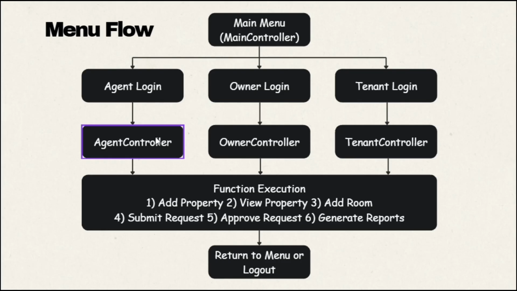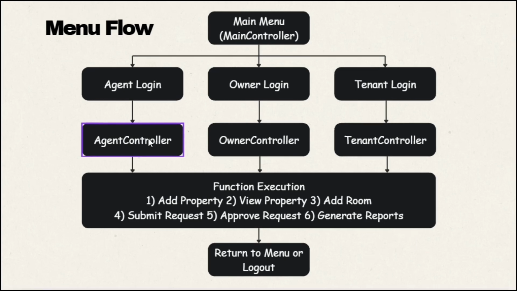The view collects the ID and sends it back to the controller. The controller then asks the model to verify if that agent exists in the data. If the agent exists, we proceed to the agent menu. If not, the controller tells the view to show an error and asks again. In this verification stage, the controller is the bridge between view and model.